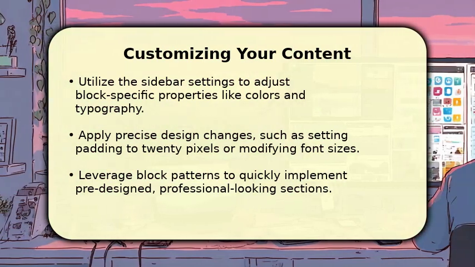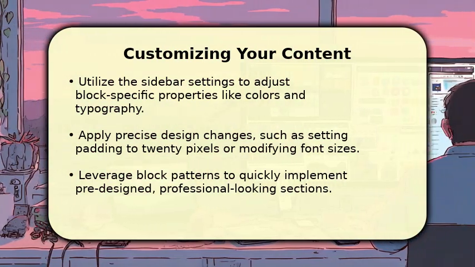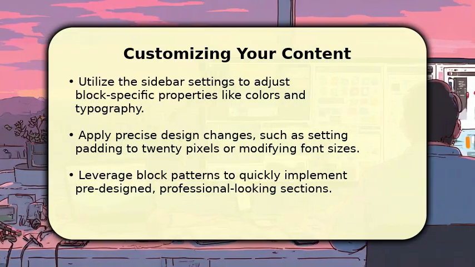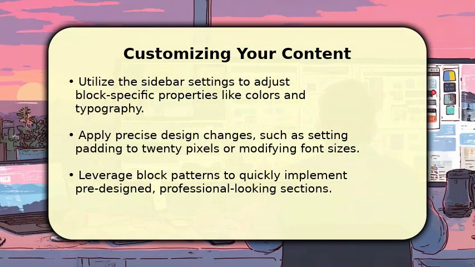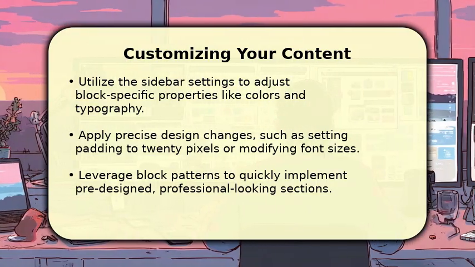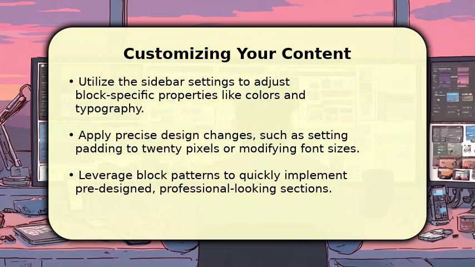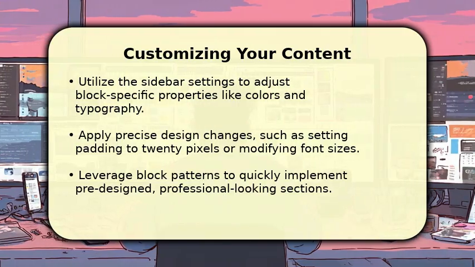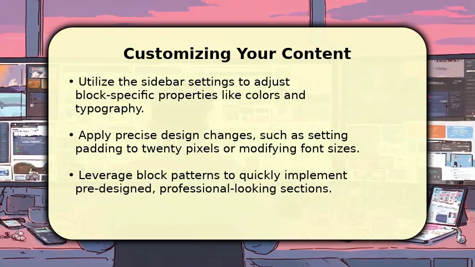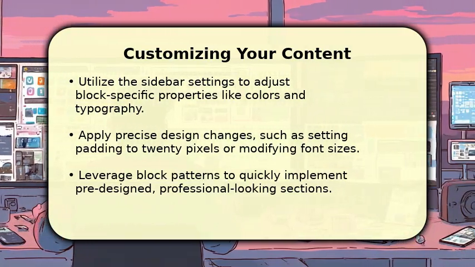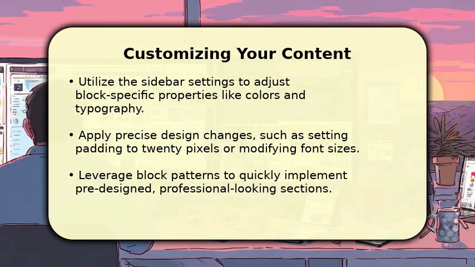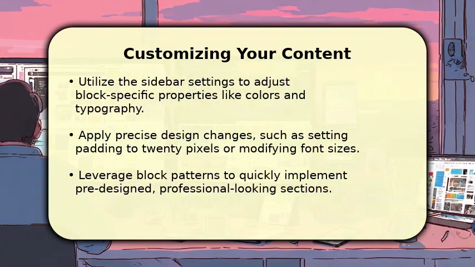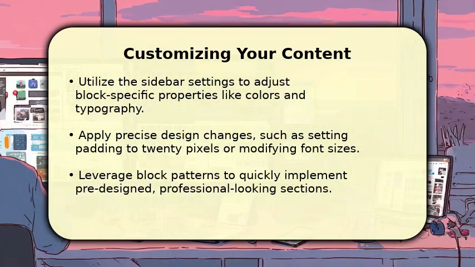Beyond adding content, the editor offers extensive customization. Select any block, and a sidebar will appear on the right, providing specific settings. Here, you can adjust colors, typography, and dimensions, like setting padding to 20 pixels or changing font sizes. Explore block patterns, which are pre-designed layouts of multiple blocks, to quickly create professional-looking sections. These tools empower you to fine-tune your site's appearance with precision and ease.